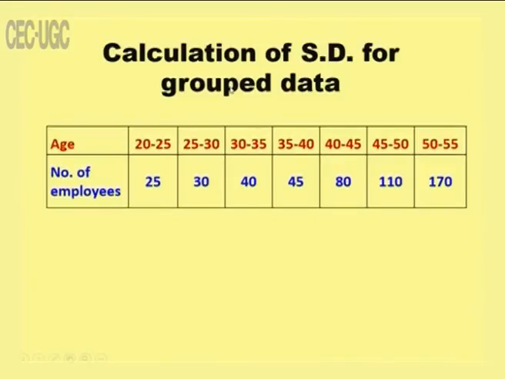And now if grouped data is given, here as an example, the age and the number of employees: 20 to 25, 25 to 30 etc., and the number of employees. So, it is a grouped data. If it is given, how to calculate the standard deviation?